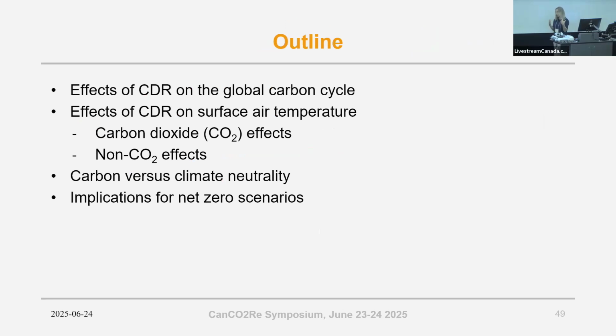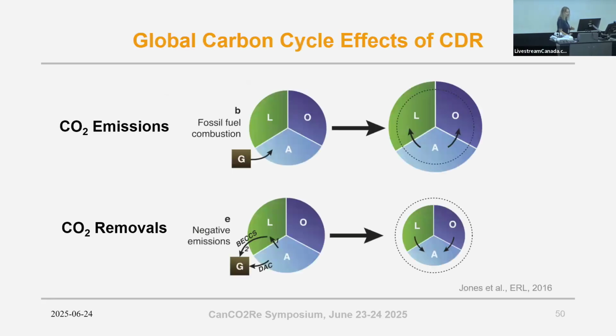We'll see that there are not only the effects of the carbon dioxide that we're removing, but also other effects. Daniel mentioned that earlier in the introduction, because there are co-emissions both in the fossil fuel burning space, but also in the CDR space. And for these reasons, when we talk about carbon neutrality, we may not necessarily achieve climate neutrality. So I'm going to unpack that a little bit, and also the implications for net zero scenarios.